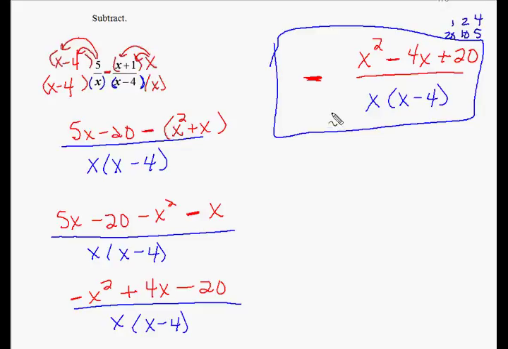So if you notice in the back of the book, or anywhere that you're looking at answers, if your answer differs from theirs, see if it's because they pulled out a negative sign. We tend to like those sitting out in front of the fraction as opposed to spread out throughout the entire numerator.